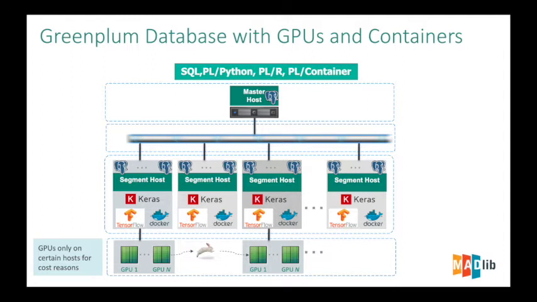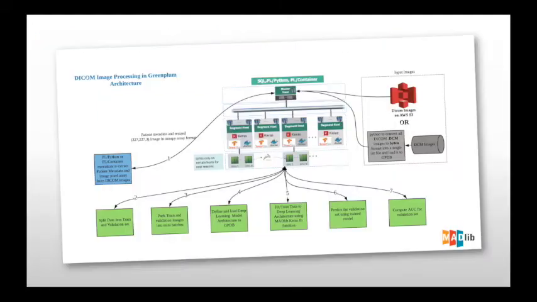As you can see, you can interact with Greenplum with SQL or PL Python or PLR or PL Container. So the next thing is a broader architecture of DICOM image processing in Greenplum. Basically, the images can be in AWS S3, or they can reside on a hard drive, like a network drive attached to Greenplum, where Greenplum can access that network drive.